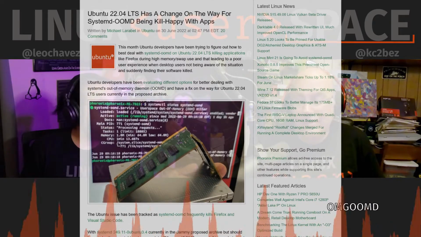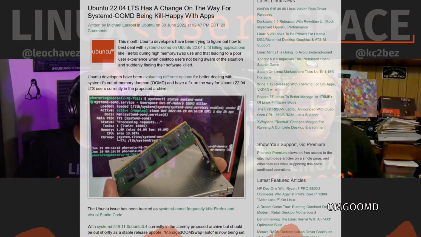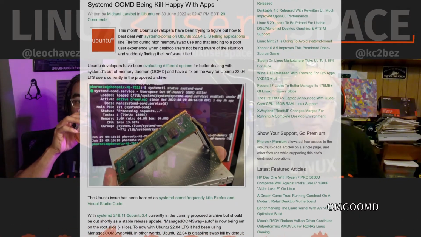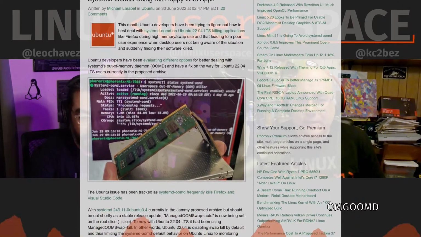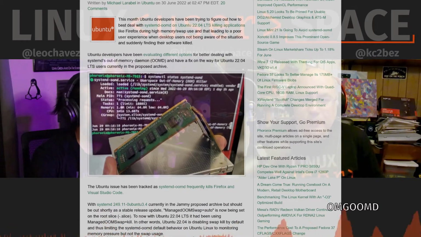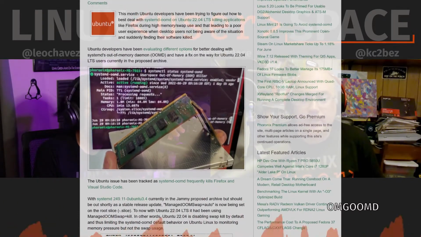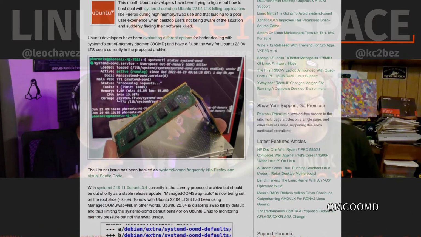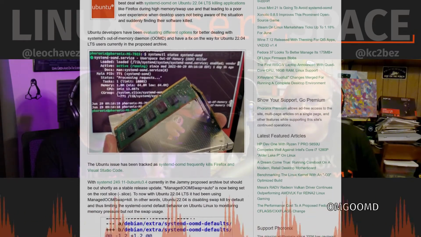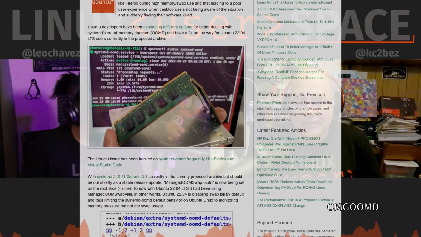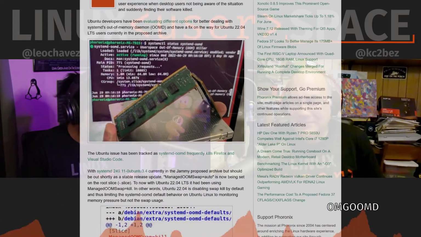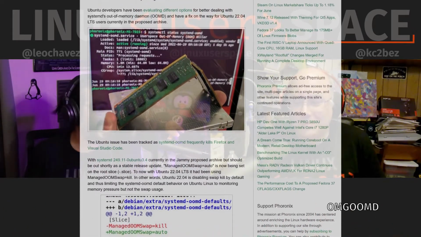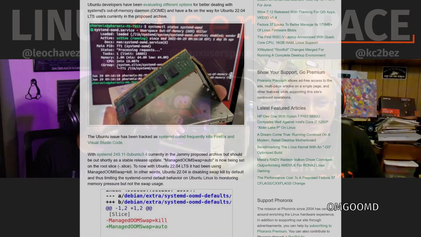So what is OOMD? Well, obviously it's a systemd service, right? It's a thing that handles situations when it looks like your system is running out of memory. It's going to try to save you. So this is the out of memory daemon. Now everybody knows.